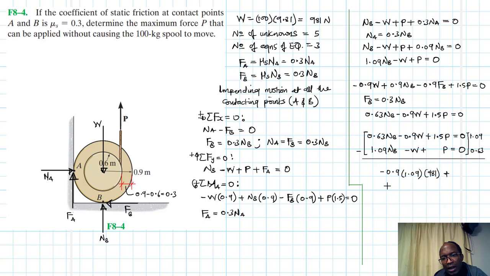So we have minus 0.9 by 1.09 by 981 plus 0.63 by 981 equals minus 1.5 by 1.09 P plus 0.63 by P. Therefore P max is going to be equal to minus 0.9 by 1.09 by 981 plus 0.63 by 981, divided by minus 1.5 by 1.09 plus 0.63.